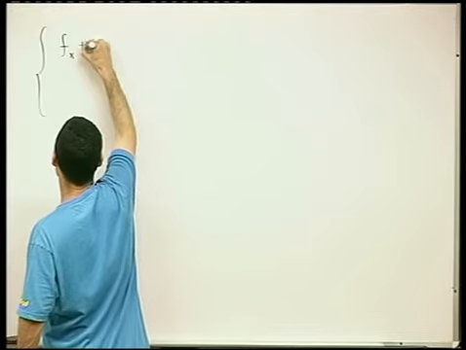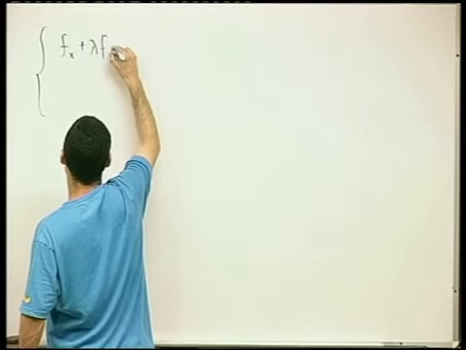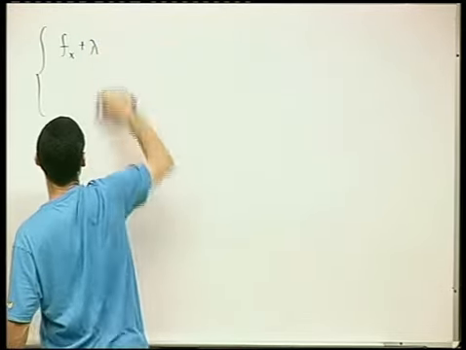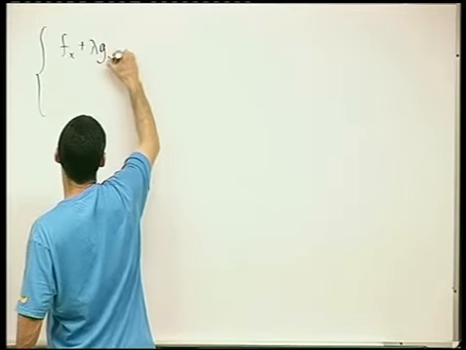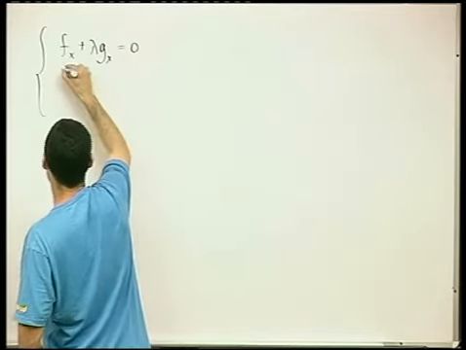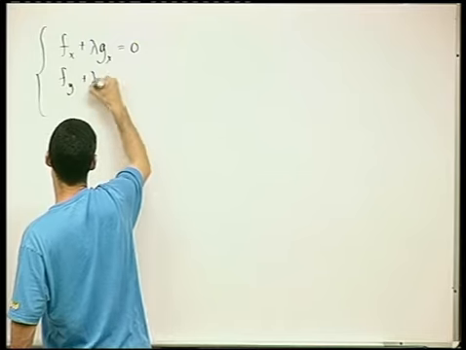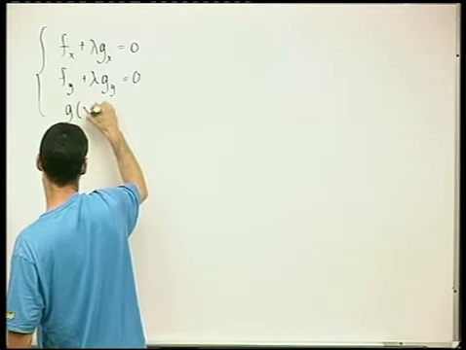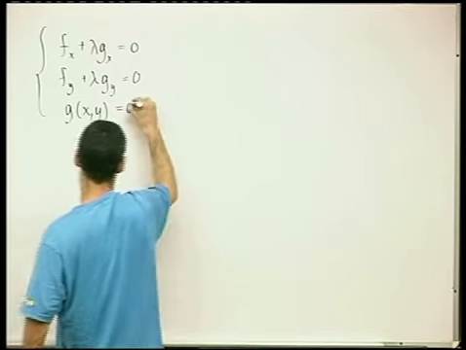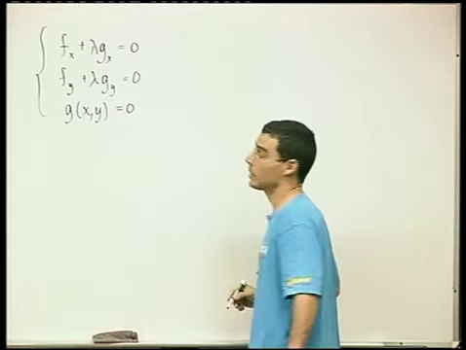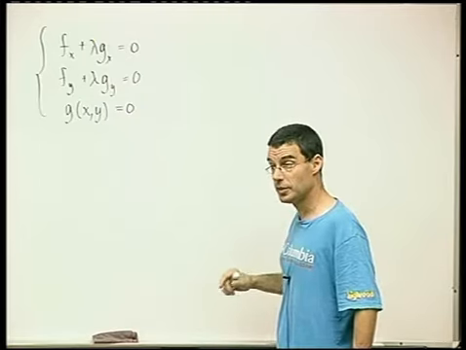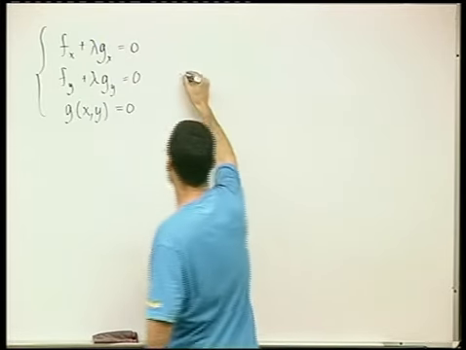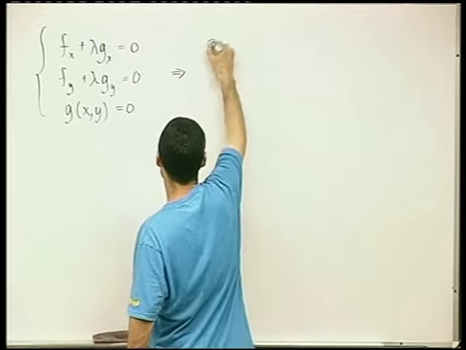So fx plus lambda gx has to be 0. Fy plus lambda gy has to be 0. And g itself has to be 0. That means the point lives on the constraint. Do you agree? This is the system that we have to write. Let's do it for our example.